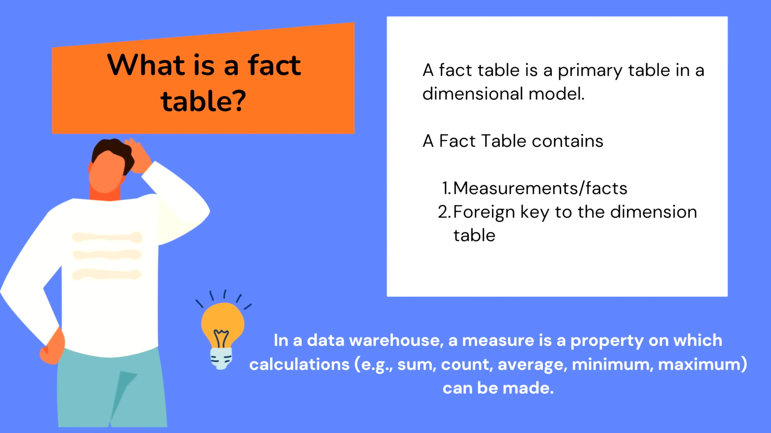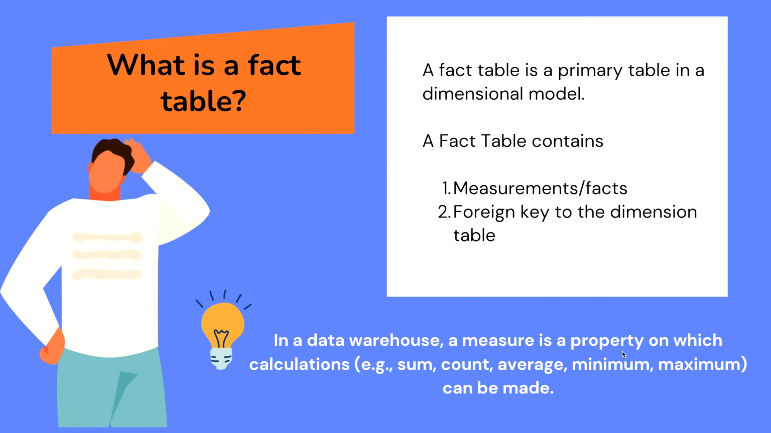So the very first question arises: what is a fact table? Well, a fact table is a primary table in a dimensional model. Why is it primary? Because all the measures or all the calculations are inside this table, and this table basically contains numeric data only. However, it contains some non-numeric data also, for example, transaction IDs, invoice IDs, etc. But that's a later part to discuss. Over here, you would notice two things: one is measurements and the second is foreign keys to the dimension tables.